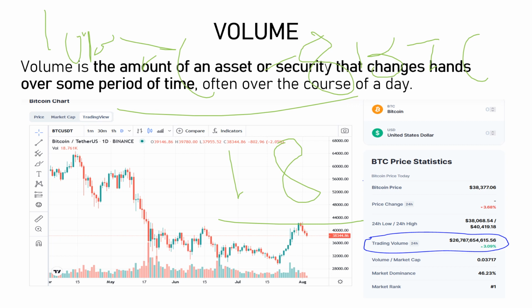And volume is really very much essential. A coin won't earn that much money unless the trading volume is huge. See, the trading volume of Bitcoin, which I have mentioned here, is like 26 billion 787 million 654,000. That's the trading volume of Bitcoin traded on the USDT pair. Bitcoin and USDT pair, that's huge. So this gives the market the price. The price of a coin depends heavily on this.